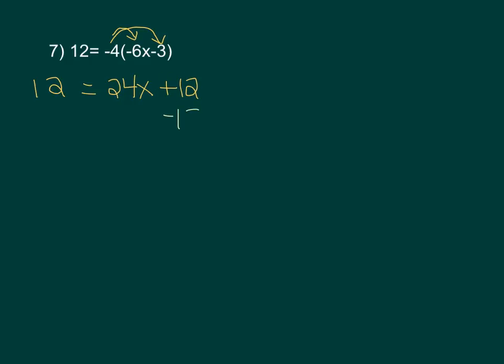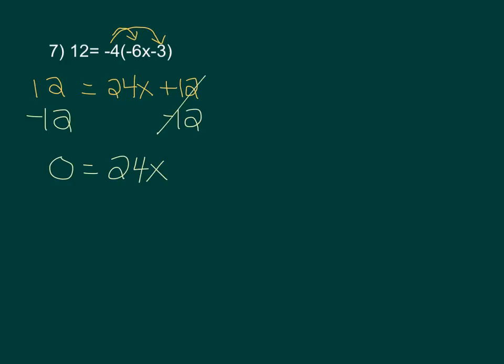And since it's a positive 12, I'm going to subtract 12. So 12 minus 12 gives us 0. These 12s have already canceled out. And I'm going to bring down the 24x.